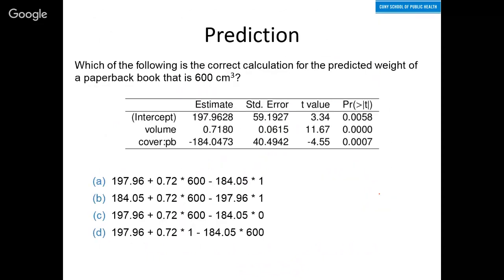All right, one more of these multiple choices for you here. Which of the following is the correct calculation for the predicted weight of a paperback that is 600 cubic centimeters? All right, we have to start with the intercept, 197. So we can get rid of that. That's A, so plus 0.72 times 600 minus 184 times 1 because it's a paperback. Yep, it is A. Thank you.